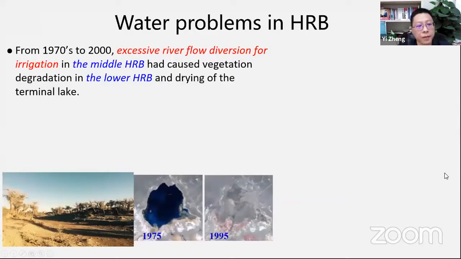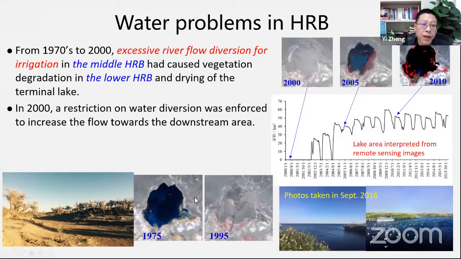So what is the water problem? From the 1970s to 2000, excessive river flow diversion for irrigation in the middle HRB had caused the vegetation degradation in the lower HRB and the drying of the terminal lake, as you can see from this picture taken by myself and these remote sensing images. Then, in 2000, a restriction on water diversion was enforced by the central government to increase the flow towards the downstream area. It really worked, as you can see from this interpolated lake area.